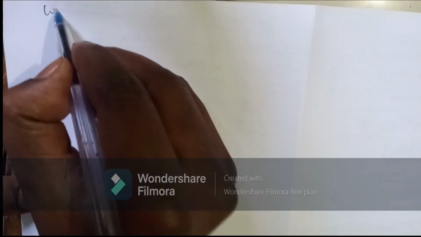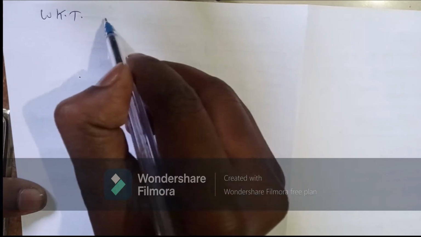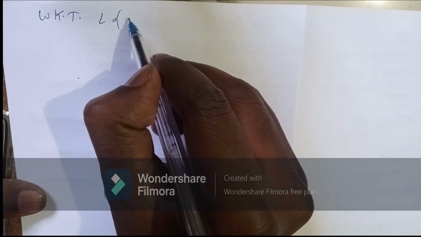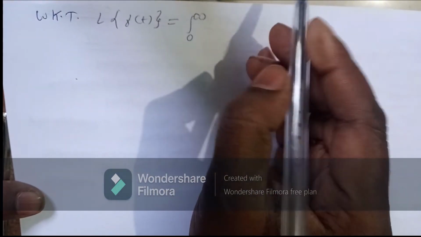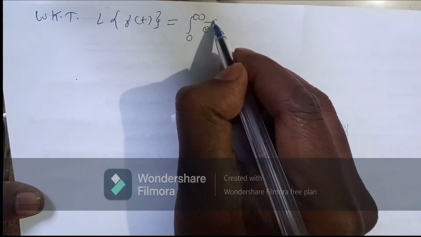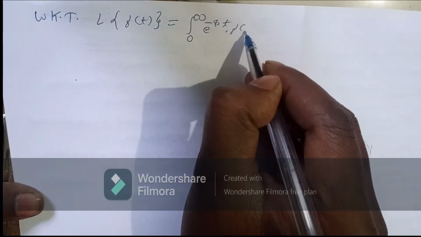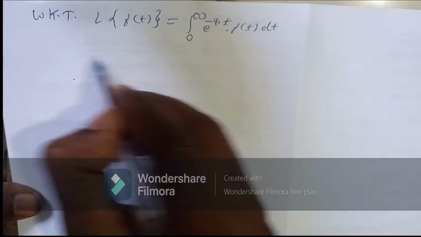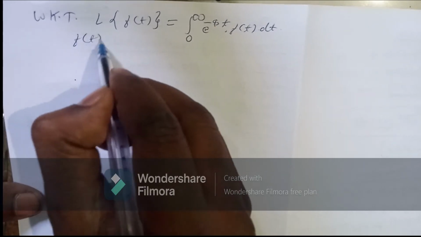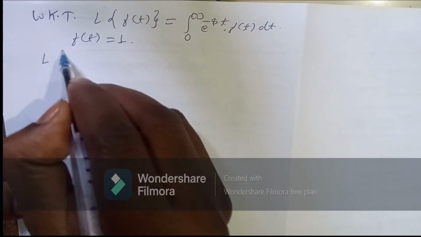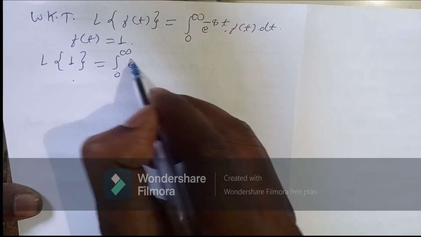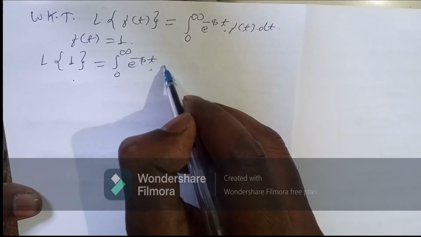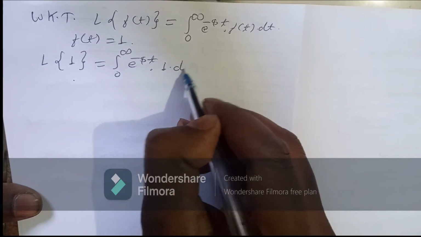So here we can write this as, we know that the Laplace transform of f of t is equal to, what is the formula? Integration from 0 to infinity, e raised to minus st into f of t dt, isn't it? So if you put the value of f of t equal to 1, what do we get here? Laplace transform of 1 is equal to integration from 0 to infinity e raised to minus st into the value of f of t, which is 1, so into dt.